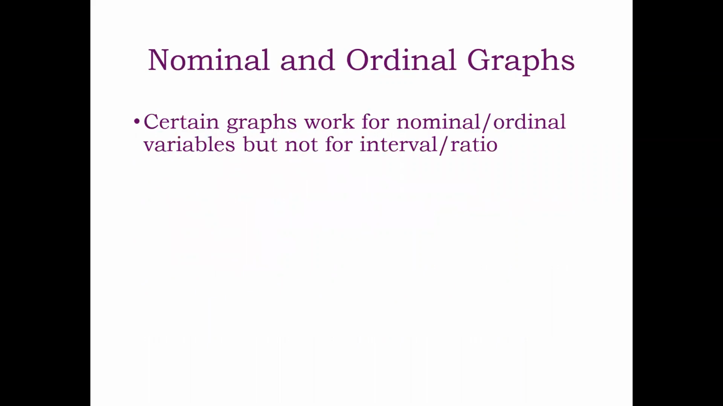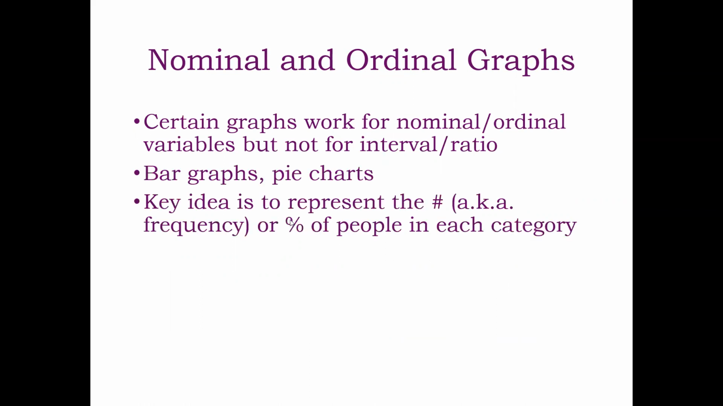Okay, so for nominal and ordinal data, we're going to want to use either bar graphs or pie charts, right? The idea is you want to represent the number or percentage of people in each category. So that's just the frequency of them, right? Remember I talked about how we really use frequency distribution tables for categorical data, right? Nominal, ordinal. We saw sex, and then we saw political orientation, which is ordinal, right? So sex is nominal, political orientation is ordinal in that example.